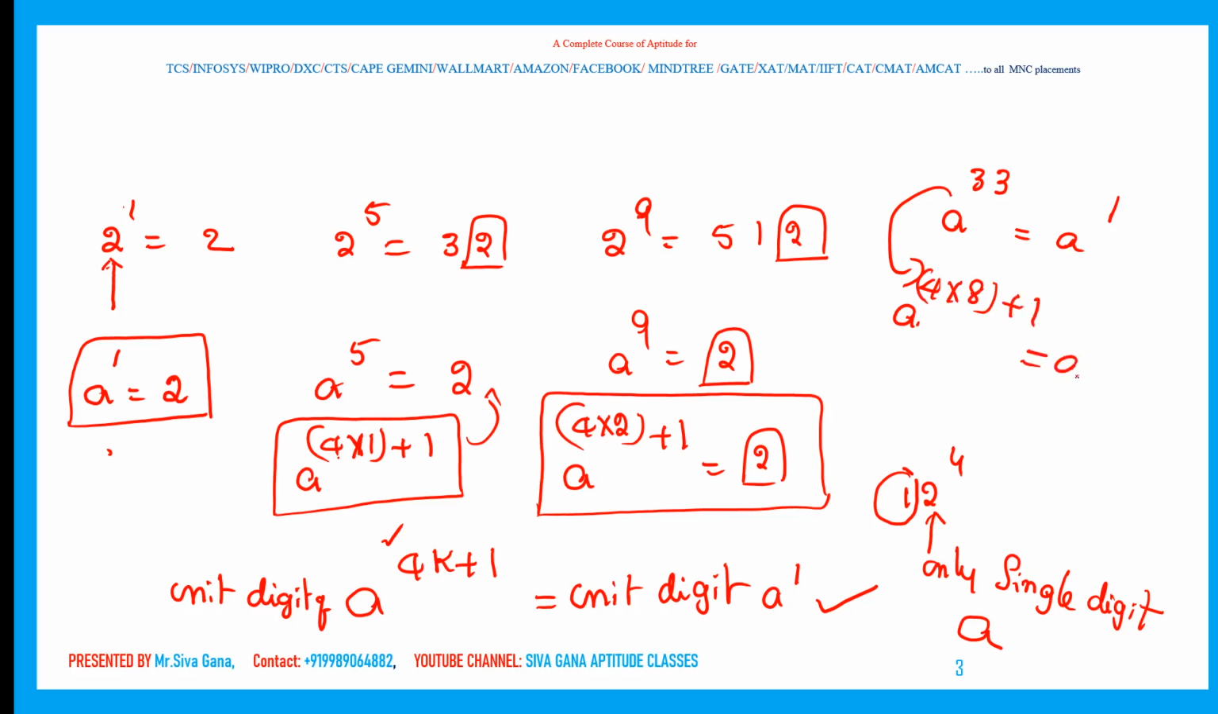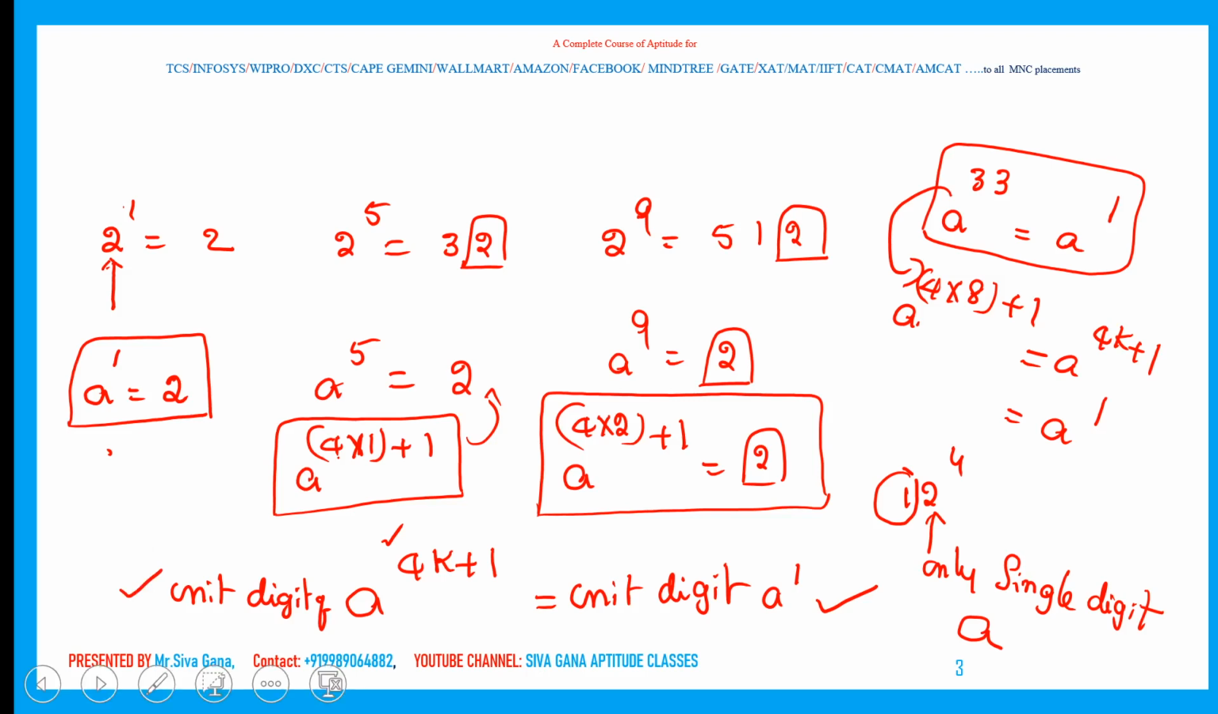This is in which form? A power 4k plus 1. The unit digit of a power 4k plus 1 is the same as the unit digit of a power 1. I am not saying that a power 33 and a power 1 are equal. I am saying that the unit digit of a power 33 is the same as the unit digit of a power 1. The conclusion is: the unit digit of a power 4k plus 1 is equal to the unit digit of a power 1.